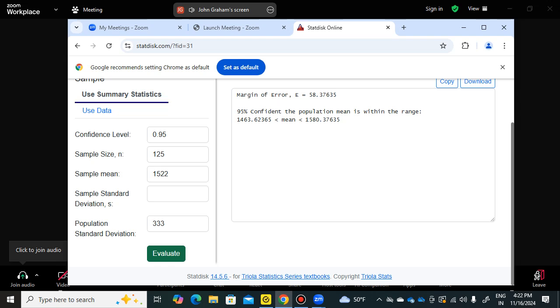And we get confidence interval 1463.624, less than the mean, less than 1580.376. Right, now let's switch it to a 99%. And we get 1445.280, less than the mean, less than 1598.720.